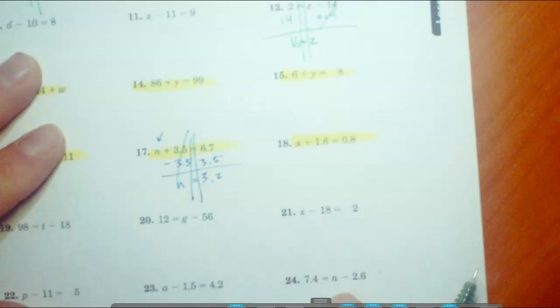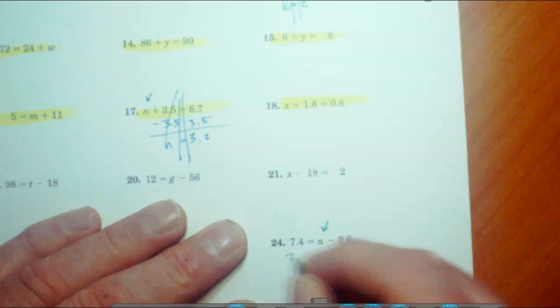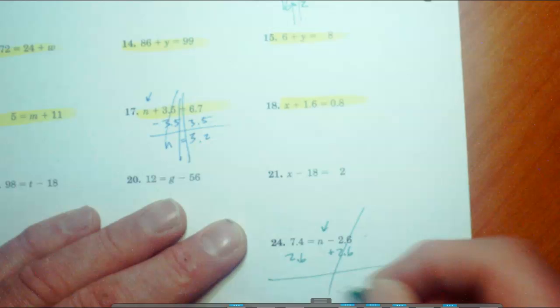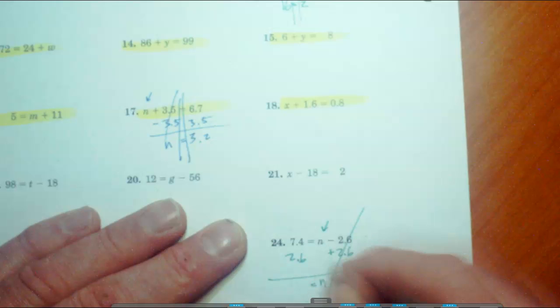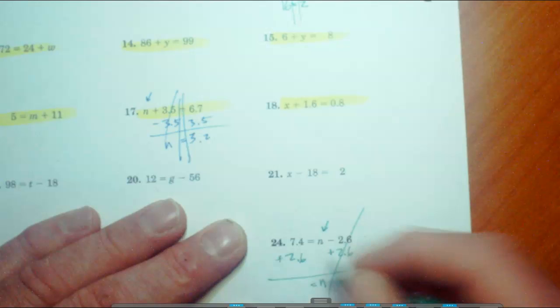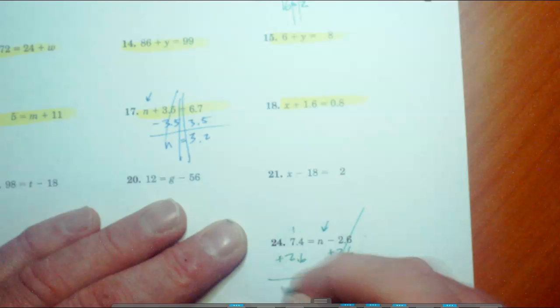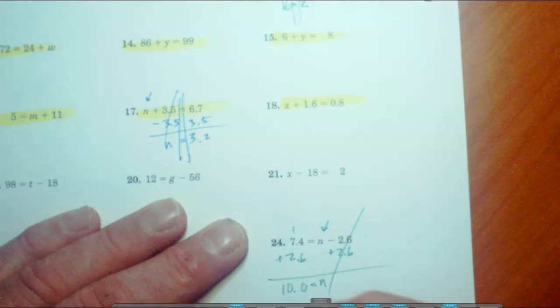All right, let's go down and try one of the harder ones down here. 7.4 equals n minus 2.6. Again, our goal is to get n by itself. So we're going to add 2.6 to this side. We're going to add 2.6 to this side. Those cross off. You're left with n. And then just add these guys up. This would be 4. This would be 0. This is going to be 10, 10.0, or just 10 equals n.